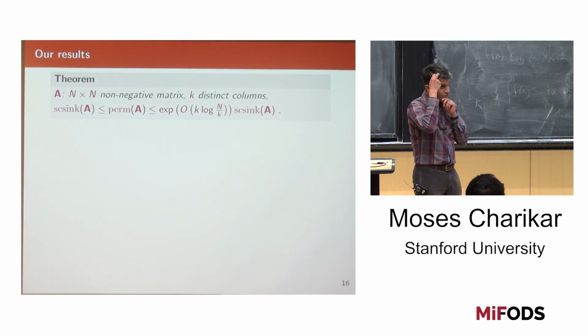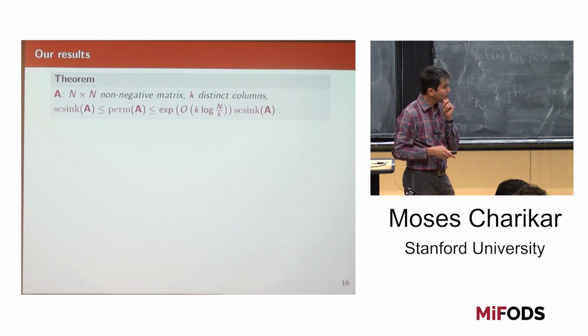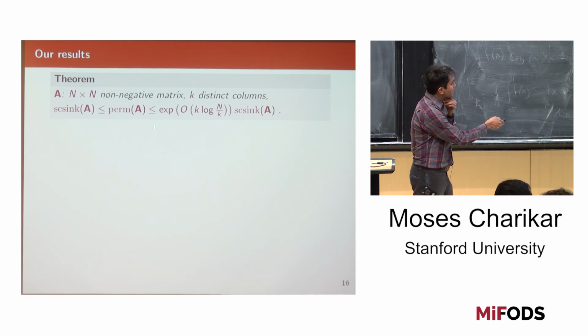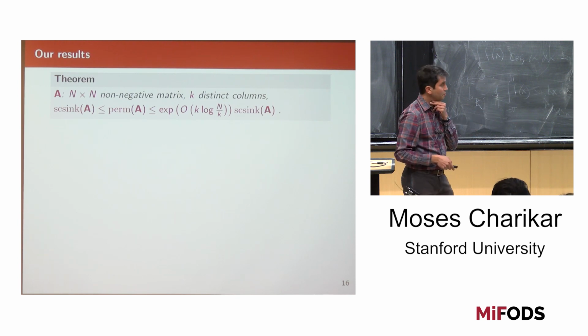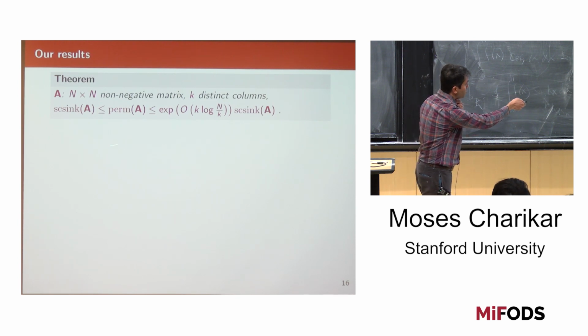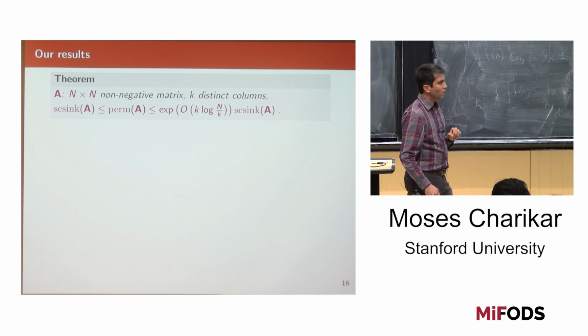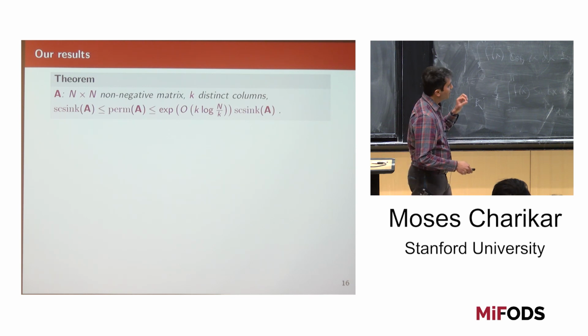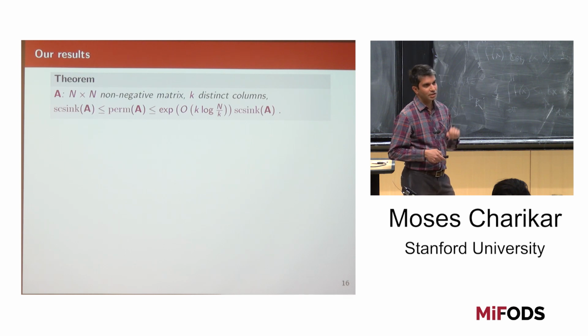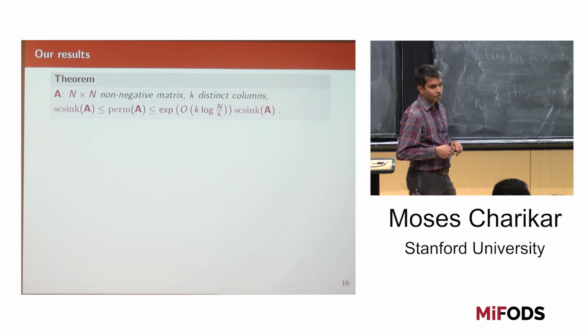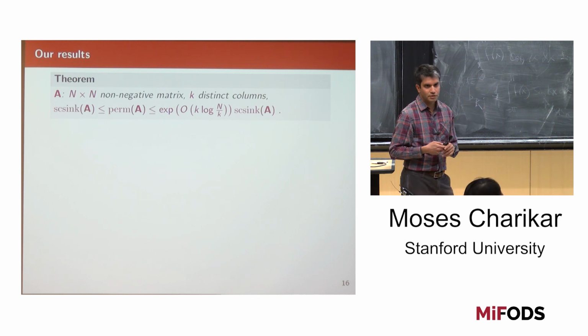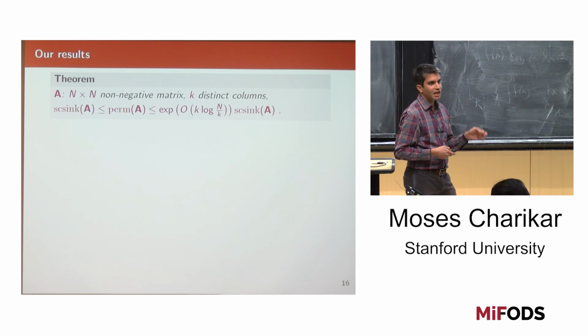Okay, so here's what we can show. This is our result. It turns out that for the scaled Sinkhorn approximation of the matrix A, we already know the upper bound I showed you on the previous slide. Now we can say that if A happened to have at most k distinct columns, then the approximation factor is exponential in k log(n/k). So think of it as an (n/k)^k approximation, provided your matrix A has a small number of distinct columns.